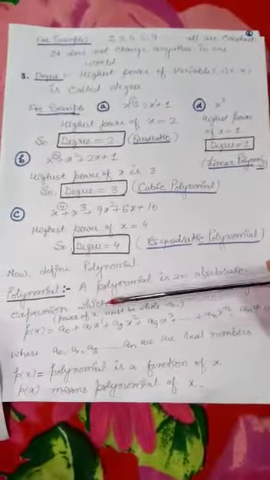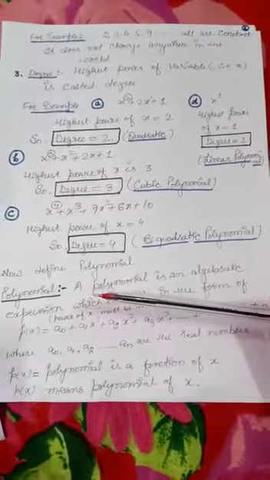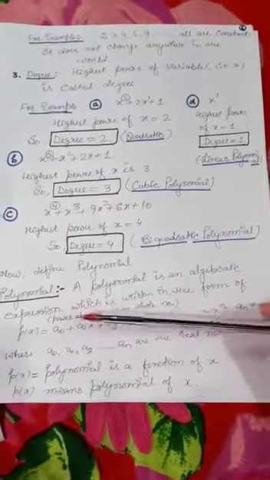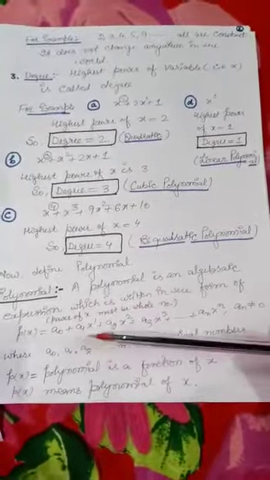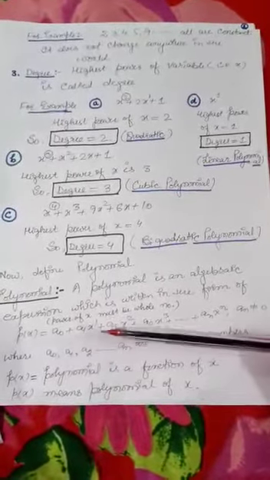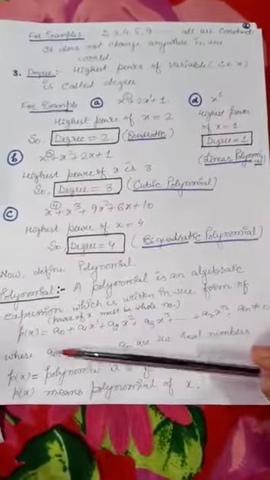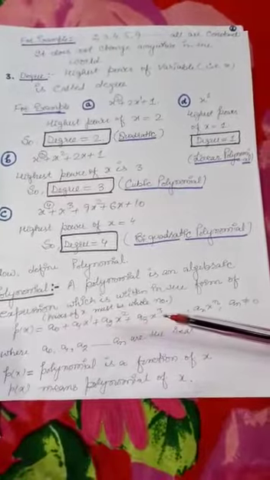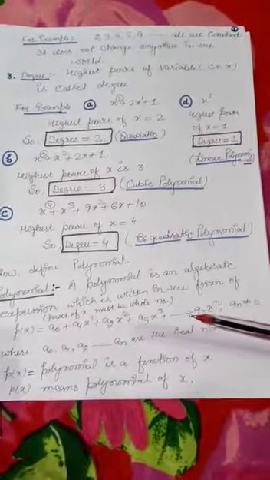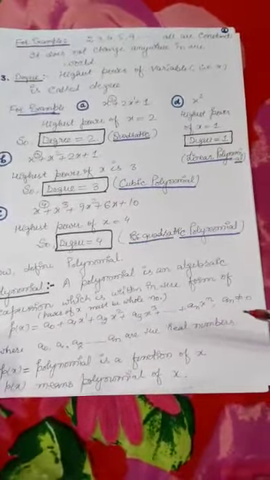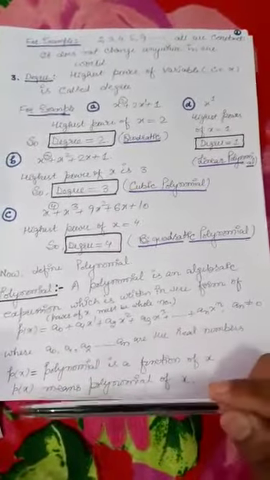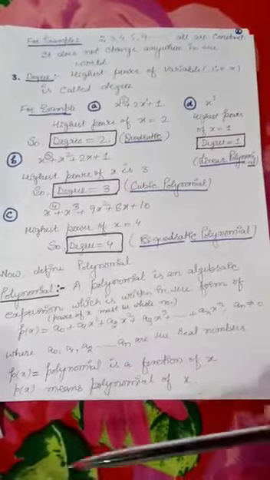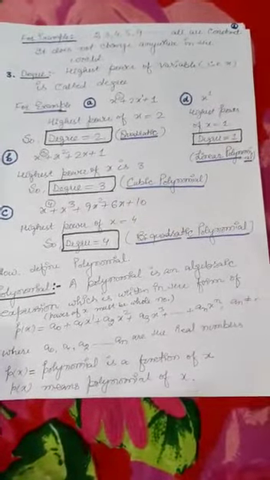Now we define polynomial. As we have learned in the previous lecture, we have also defined polynomial. A polynomial is an algebraic expression which is written in the form of p(x), in which the power of x must be a whole number: a0 plus a1 x to the power 1 plus a2 x square plus a3 x cube plus and so on, an x to the power n, where an is not equal to 0, where a0, a1, a2, an are real numbers. P(x), a polynomial, is a function of x. P(x) means polynomial of x.